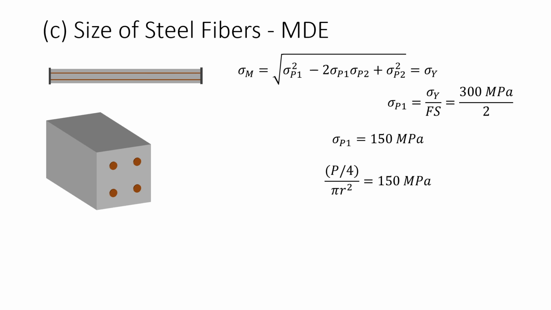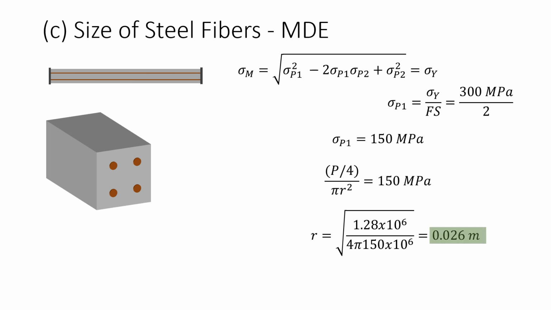This is actually not a very good assumption, but accounting for the different stresses in the top and bottom cables would make the problem a little bit too complicated for what we want to do right now. By rearranging to solve for the radius, we can find that we need a radius of 0.2026 meters, which is a diameter of 5.2 centimeters.